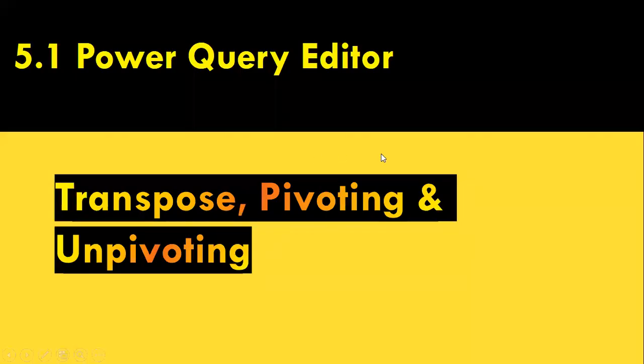So, transpose, pivoting, and unpivoting. Today we are going to start with this one. Transpose enables us to convert rows into columns and columns into rows, and it rotates your table by 90 degrees, so it can turn the rows into columns and the columns into rows.